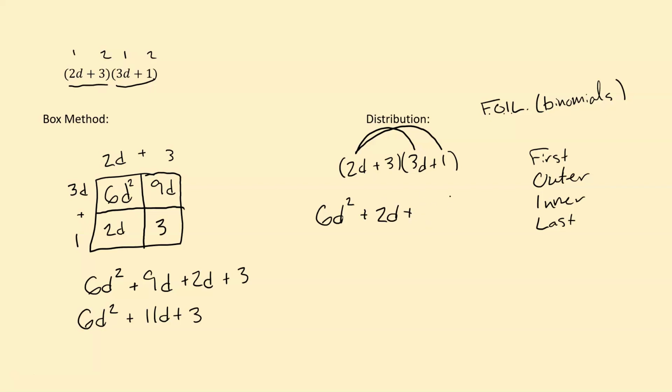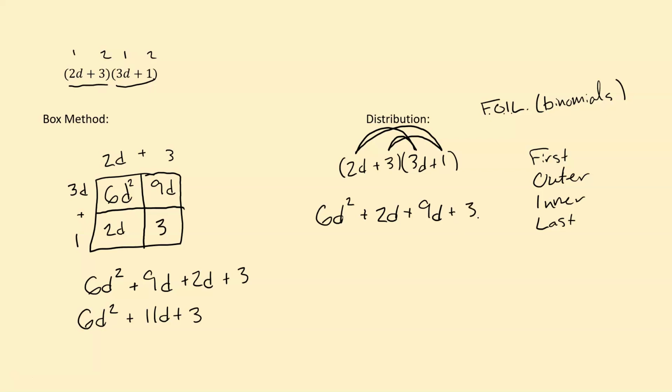Then we do inner, so we multiply the two inside terms. That's 3 and 3D, so 3 times 3D is 9D. And then finally we do last. So we multiply the two last terms. So that's 3 and 1.